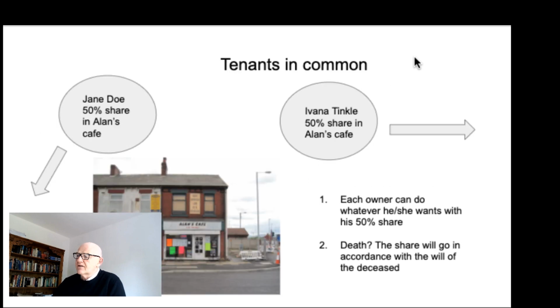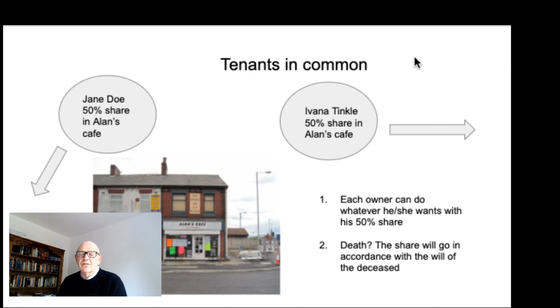That can be contrasted with the situation of tenants in common. Let's say for the sake of argument that Jane Doe owns a 50% share in Alan's Cafe. She's a tenant in common, not a joint tenant, a tenant in common along with Ivana Tinkle. Each of them has a 50% share. Both Ivana and Jane can do what they like with the 50% share that they own in that property. Each owner can do whatever she wants with the 50% share, and on death, the share of the deceased person will go in accordance with their will.